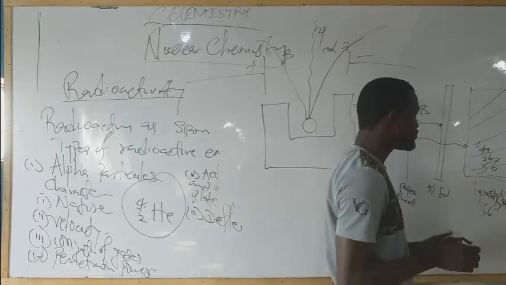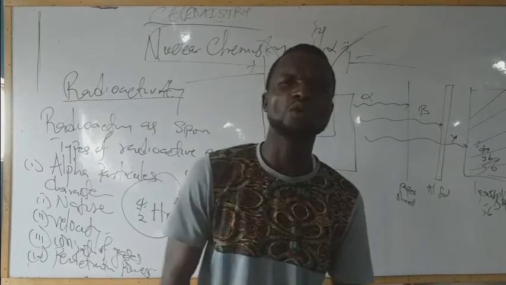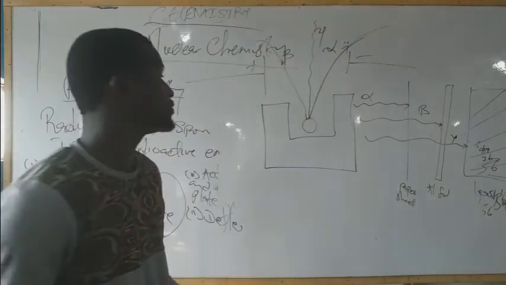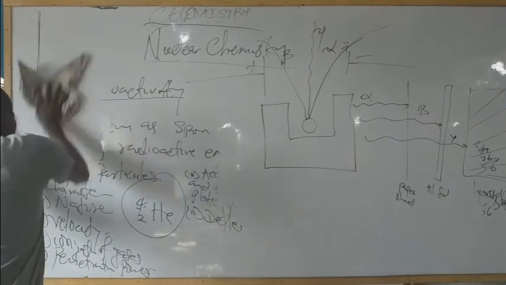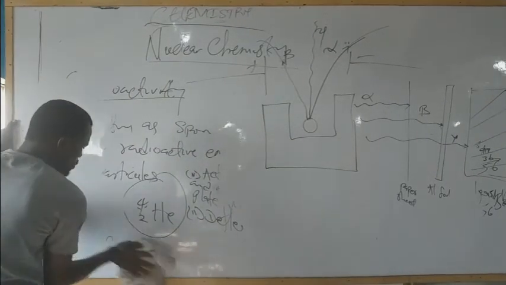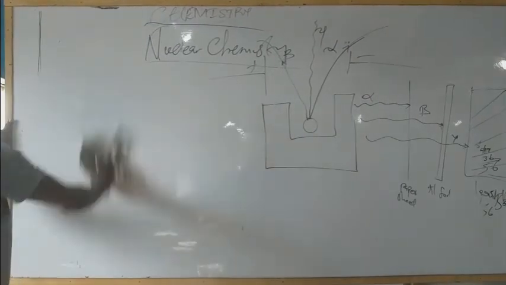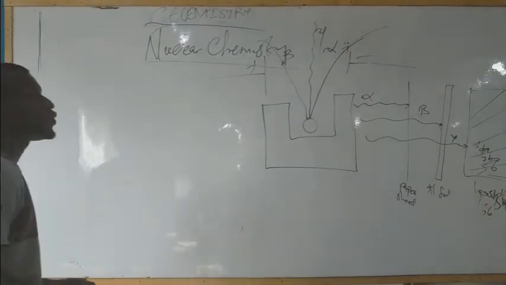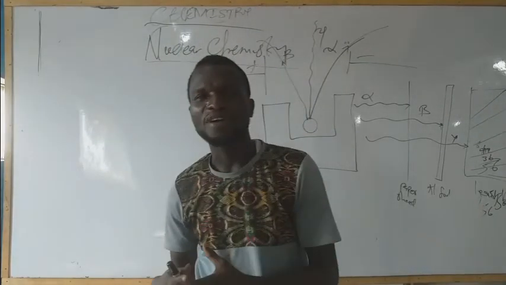Why beta particle is absorbed by aluminum foil, and gamma is absorbed by heavy metal. Now that is that. Then we go to types of radioactive decay. We have talked about types of radioactive emission, so we'll go to types of radioactive decay. Now we recognize three kinds of radioactive decay. We have what is known as the alpha decay.